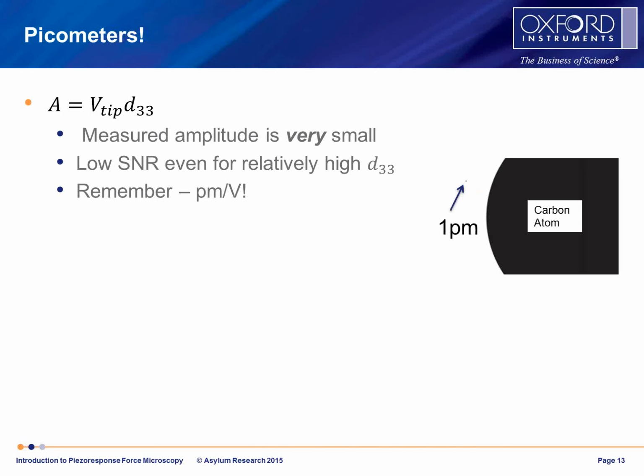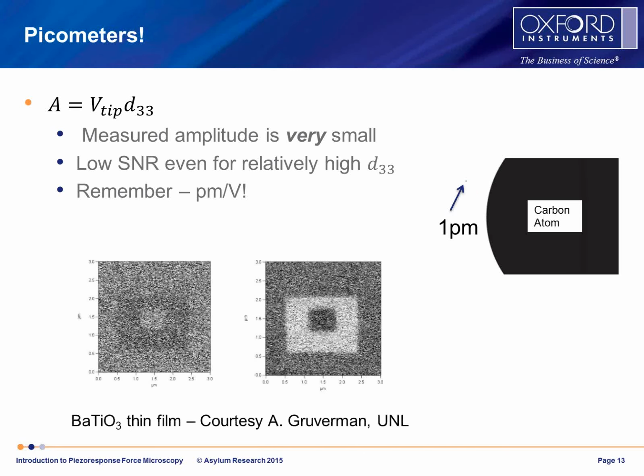This example here shows a barium titanate thin film, and this is a particular material with a piezo sensitivity that's about a couple picometers per volt. This was made below resonance at a volt peak-to-peak drive, and you can see here in both the amplitude and in the phase images, the signal to noise is very low.